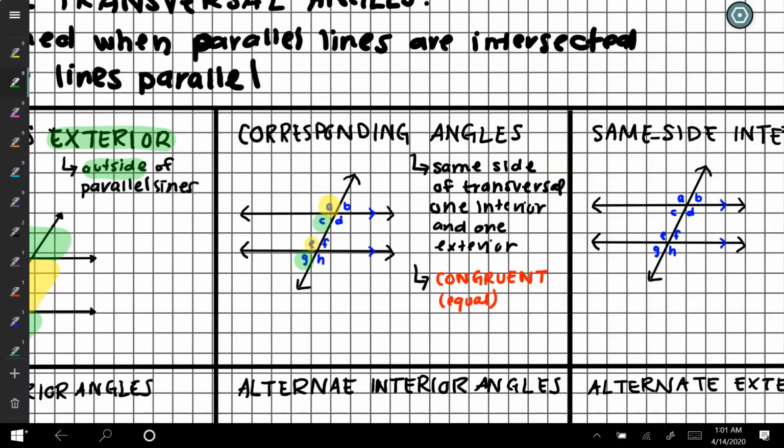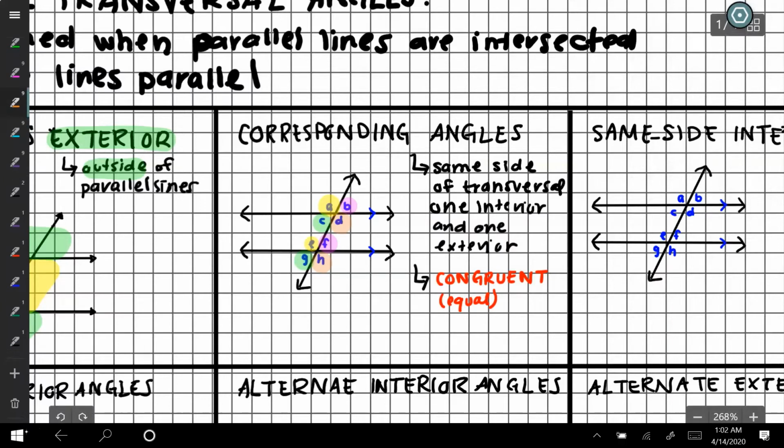Alright, now we're moving to the right side of our transversal. We're looking at angle B. Angle B is exterior, so we're looking same side but interior, which would be angle F. And our last pair is angle D and angle H. So now we're going to write those out.